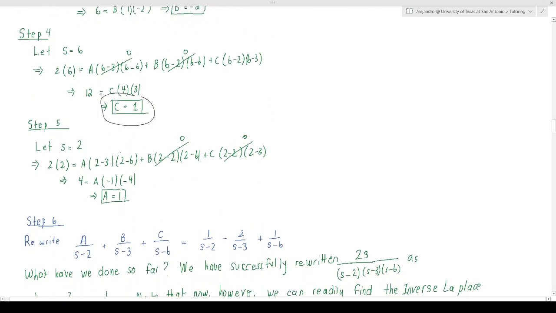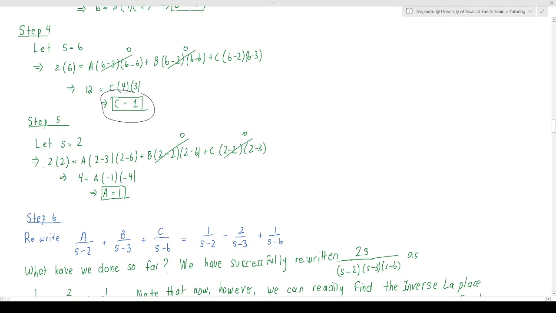Then similarly in step 5, if we let s equal 2, this whole term cancels, because 2 minus 2 is 0. It doesn't matter what B is, and it doesn't matter what C is. We could plug them in or not, but this whole part is going to be 0. We end up with A being 1.